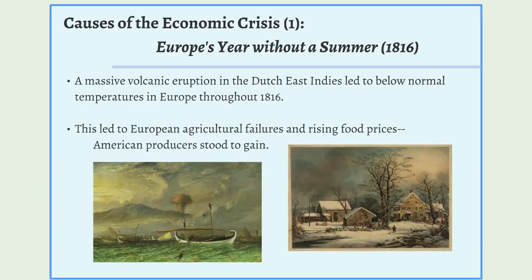That's why many people in 1816 referred to it as Europe's year without a summer. As the temperatures dropped really dramatically for an entire year, that had an incredibly detrimental impact on European agriculture, which, as we've already talked about, was already experiencing a lot of problems after the Napoleonic Wars. In that type of situation, there's a vacuum. And American producers of food really stood to gain. As European agriculture failed throughout 1816, American food prices in turn really went up because European markets were desperate for food.